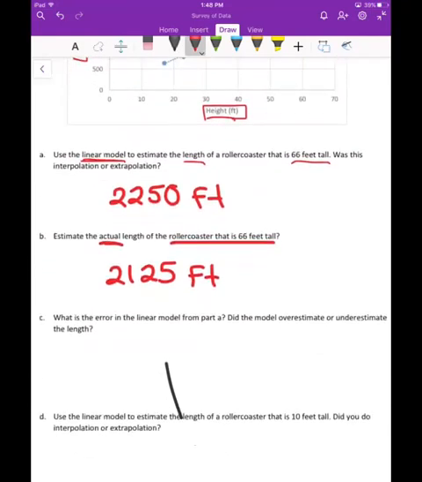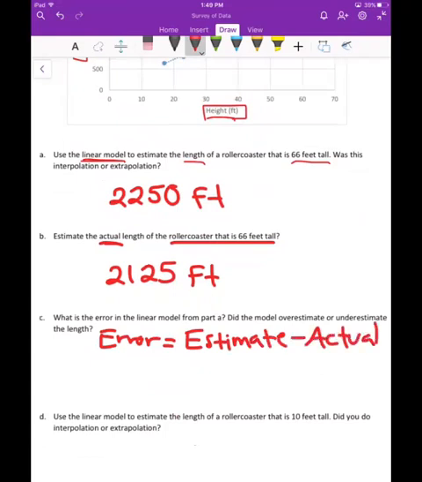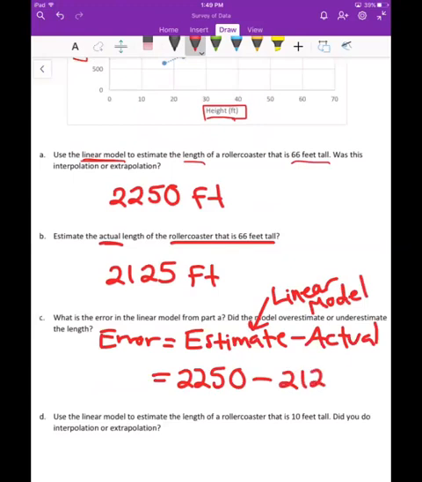Anytime you have that error between the actual data point and the linear model, you can calculate error. So let me erase these lines here. When I'm calculating error, error is going to equal the estimate minus the actual. My estimate from the linear model was 2,250. Again, this estimate means it's coming from the linear model. And my actual was 2,125.